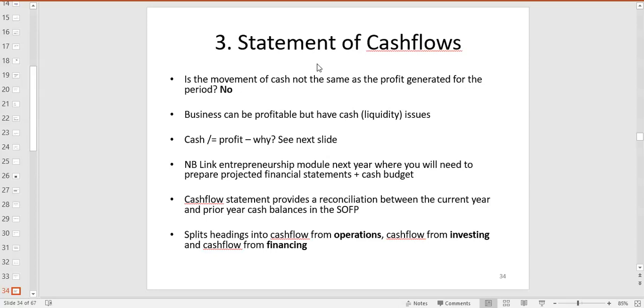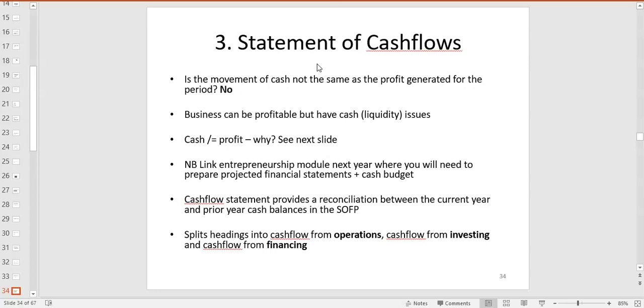And this is probably the easiest one for most people to understand: what were the sources and uses of cash? Where did the cash come from and where was the cash used? And that can be different than profit. We'll see that in the next slide and we'll talk our way through it. This is also going to be very useful for the likes of the entrepreneurship module next year, where you're going to have to do cash flow projections for a new enterprise and do a cash budget. So understanding that link in terms of cash flows and financial statements is hugely important.